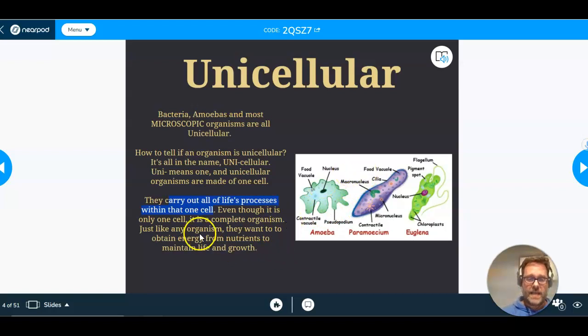They have to obtain nutrients. They have to eat. Now, again, depending on what type of organism we're looking at here, if we're looking at something that is going to be a producer, they're going to go through photosynthesis. If it is not a producer, they are going to have to somehow consume food in order to survive. And we'll get into some of that as the week moves on. But again, unicellular, microscopic organisms that are able to carry out all of life's processes inside of one cell.